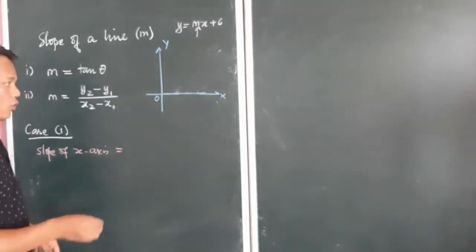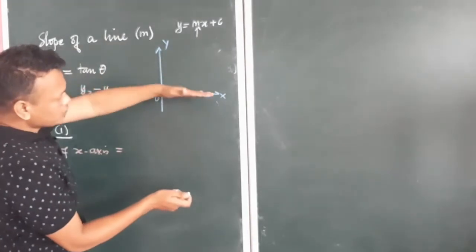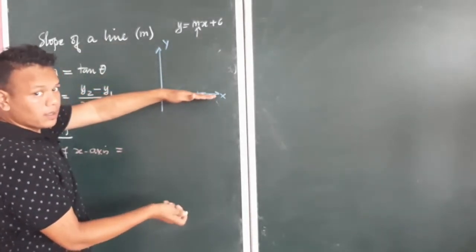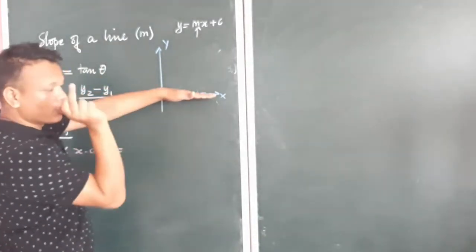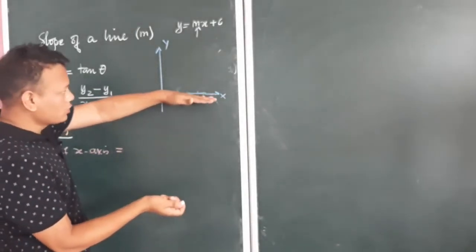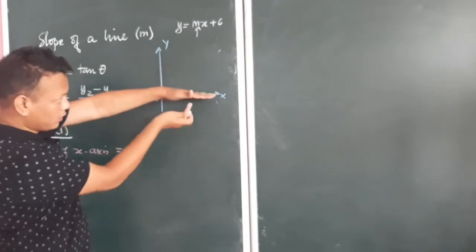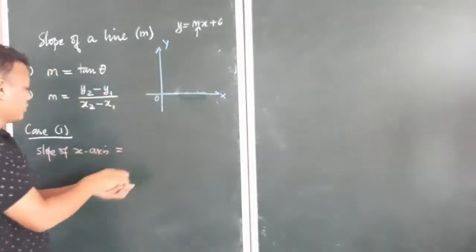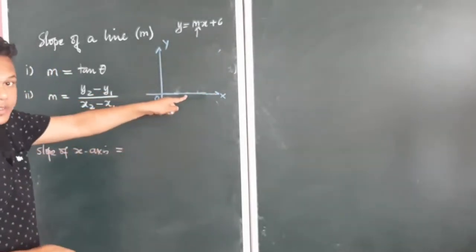Now if I ask you, how much angle is this line making with the positive direction of x-axis? You will say obviously it is 0, isn't it? Because it is not making any angle, no. So that's why it has to be 0. So that's why in this case theta, angle of inclination, is 0.